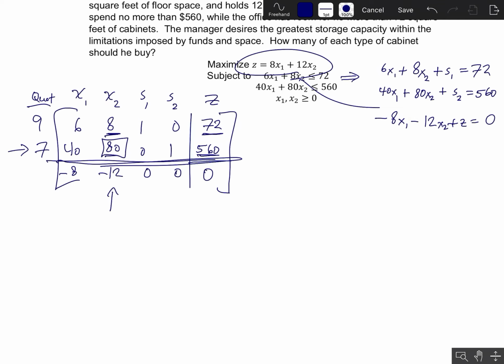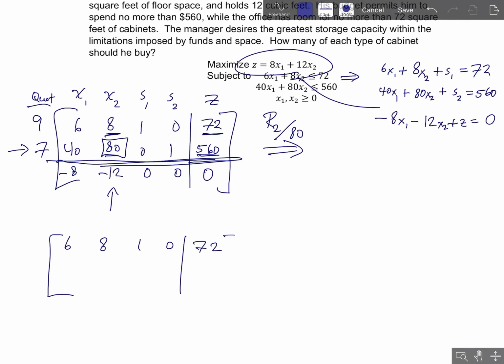So my first step is just going to be that I'll take row 2 and divide it by 80. So I like to do that as its own row operation. That means we're not going to be changing these top and bottom rows. So I like to go ahead and write them down.